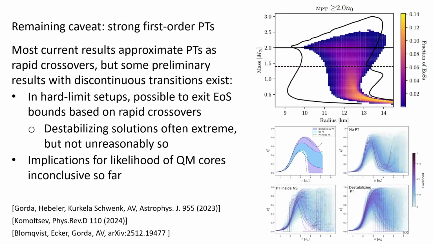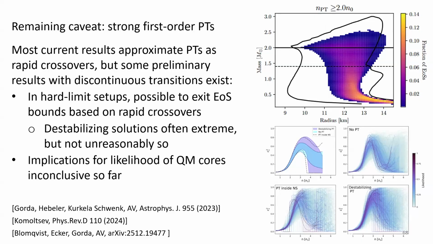Now, finally, I would say that there's one important caveat that's remaining, and this is related to strong first-order phase transitions. So far, all the results I've shown have been derived using equation of state ensembles where we mimic first-order phase transitions by arbitrarily rapid crossovers, but there are some indications that for very strong phase transitions, this is not a good approximation. And this is something we are working on.